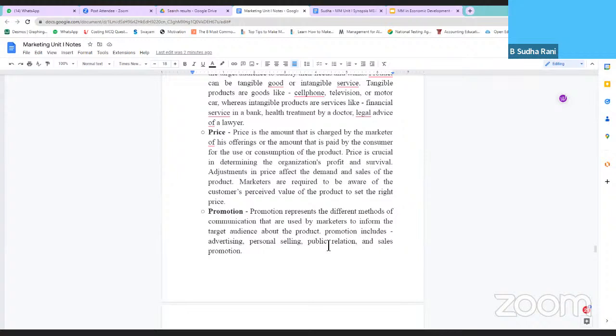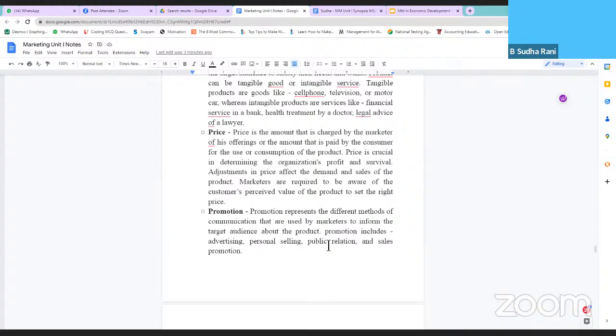At the same time, the firm has to make profits. So while charging the price, the marketer adopts different methods and strategies to meet the expectations and the entire organizational goal. About this price and each of these elements in detail, we will learn in the next blocks.